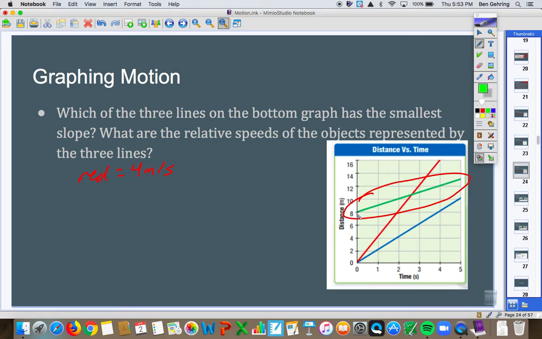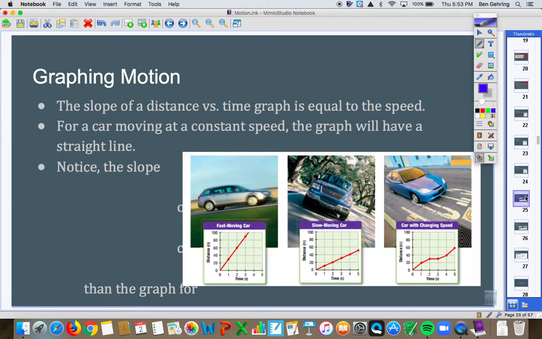Green, we haven't done yet. But green starts here and goes up this way. So green's going to have a slope of 1. And blue, if we look at this one, is going to have a slope of 2 meters per second. So there's our different values. And on this one, it says the slope of a distance versus time graph is equal to the speed, which you've seen looking at those past couple examples. So slope, and this is really important that we remember, slope is equal to the speed.